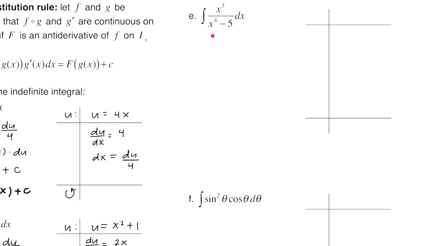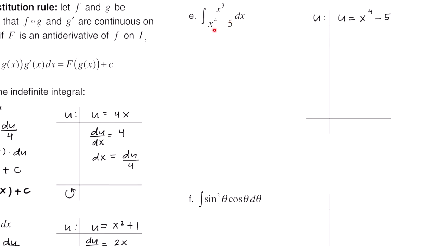For this example, we have the integral of x cubed over x to the 4th minus 5. What we're going to do is we're going to consider this the rigged part of the problem. So we're just going to leave that there. That means we have, for the rest of the function, 1 over, and then this is the inside function. So the inside function is going to be x to the 4th minus 5. The outside function is going to be 1 over x.